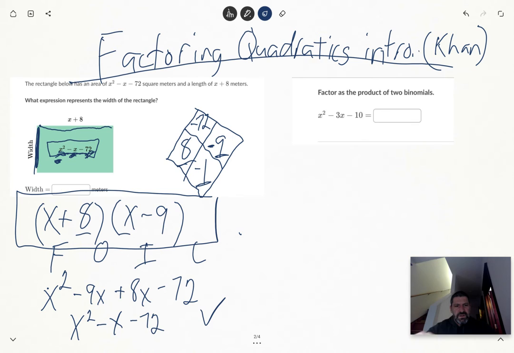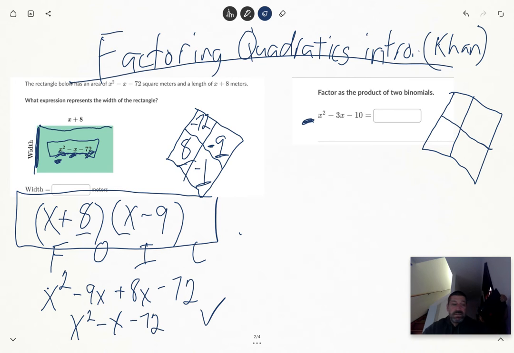Okay, let me show you one more example without the area, where we're just using the diamond method. Okay, so in this case, and this only works when there's not a coefficient in front of your x squared term, and it's in standard form going from x squared to x.